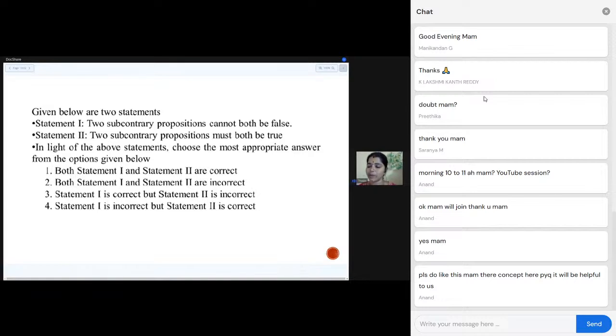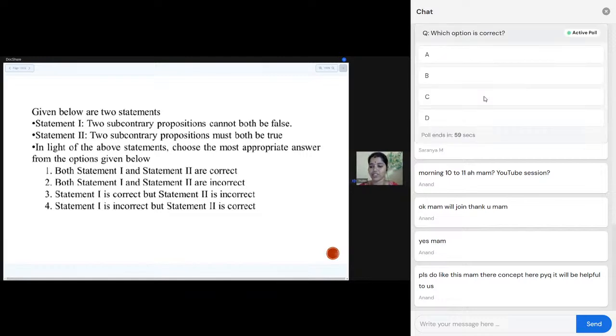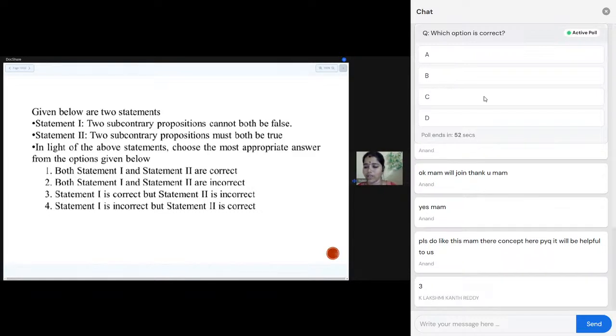Pritika, tell me what's your doubt. You can tell me your doubt. I'll create a poll for this question. Poll not created, sorry. I'll give 60 seconds for this question. Read the question properly and then answer.